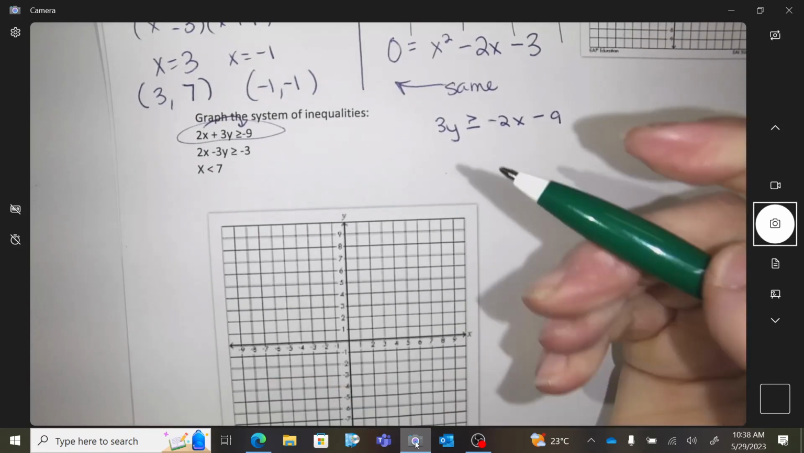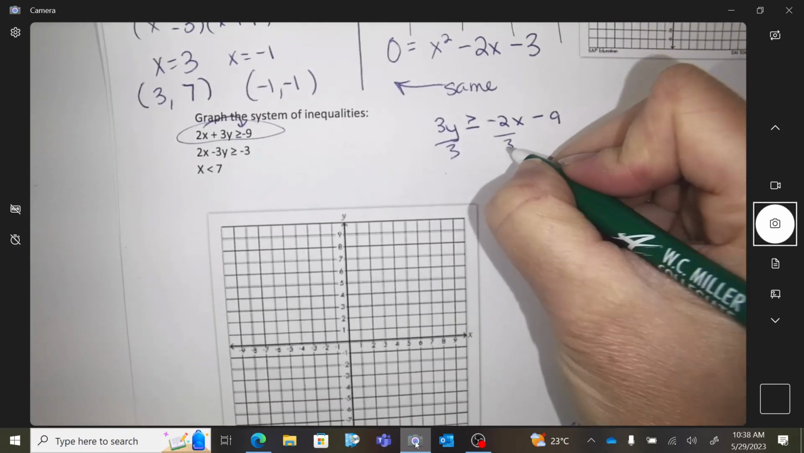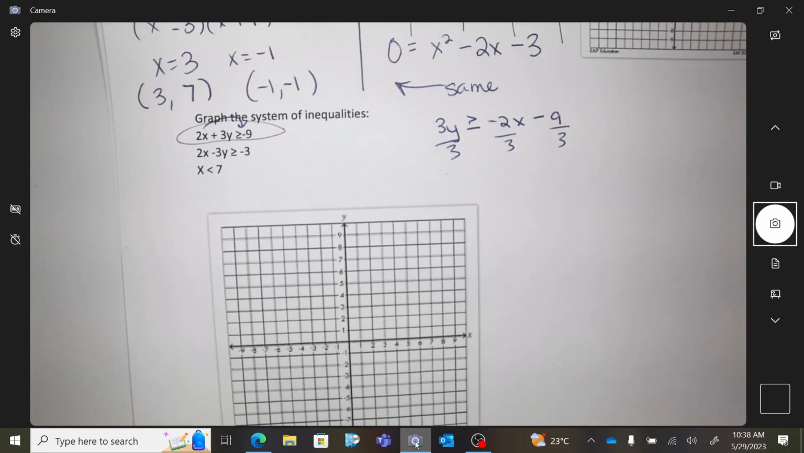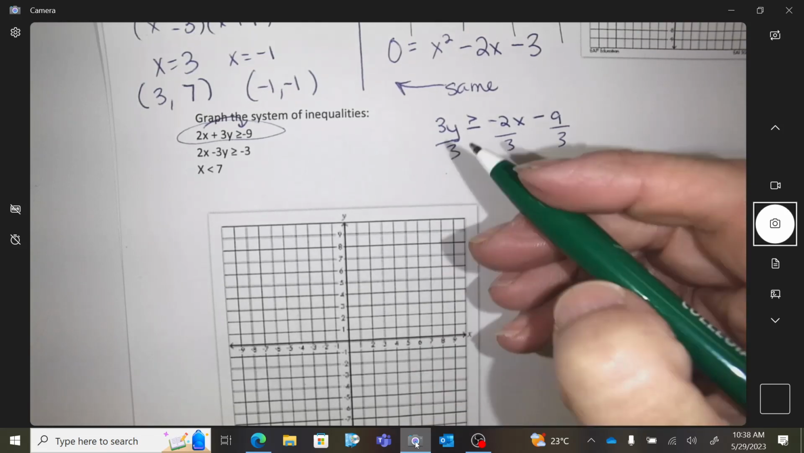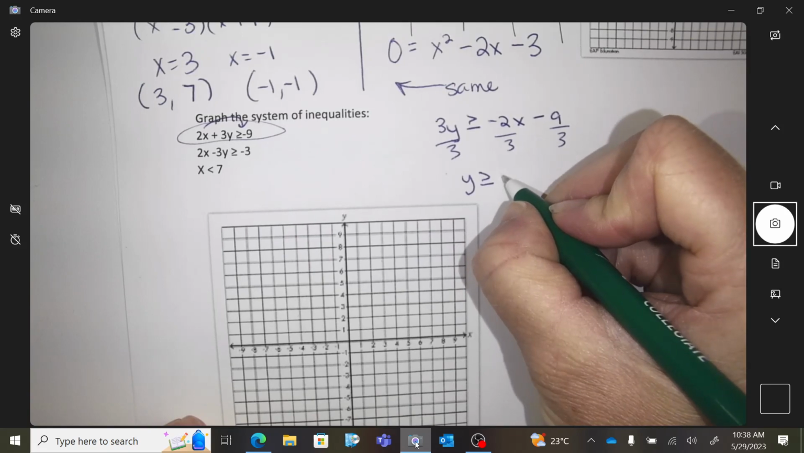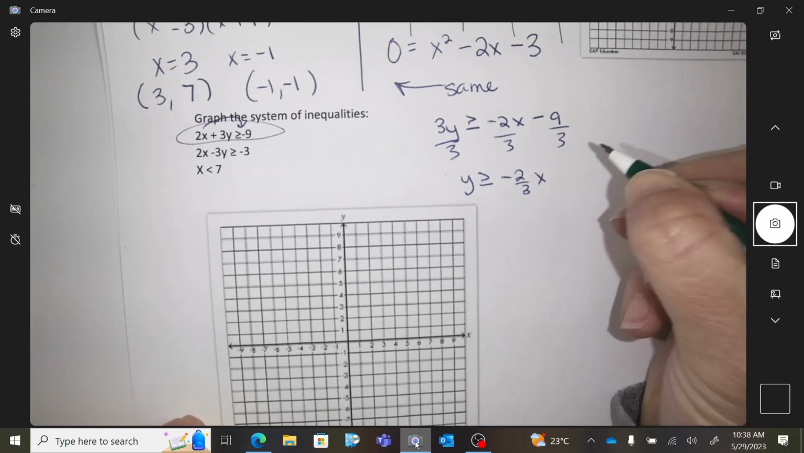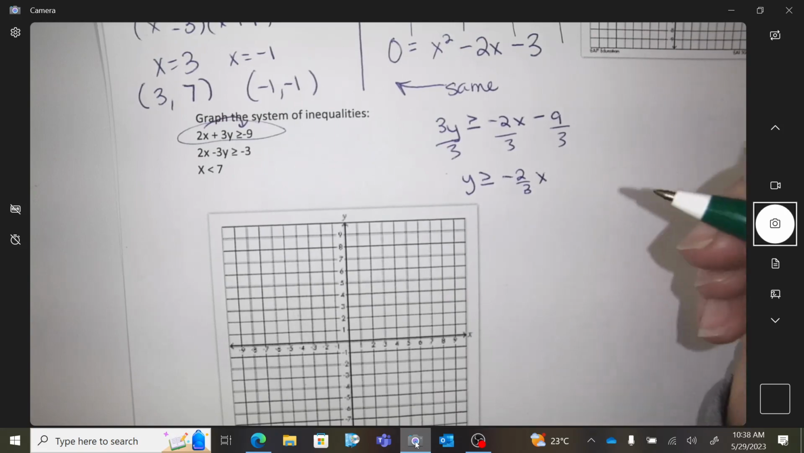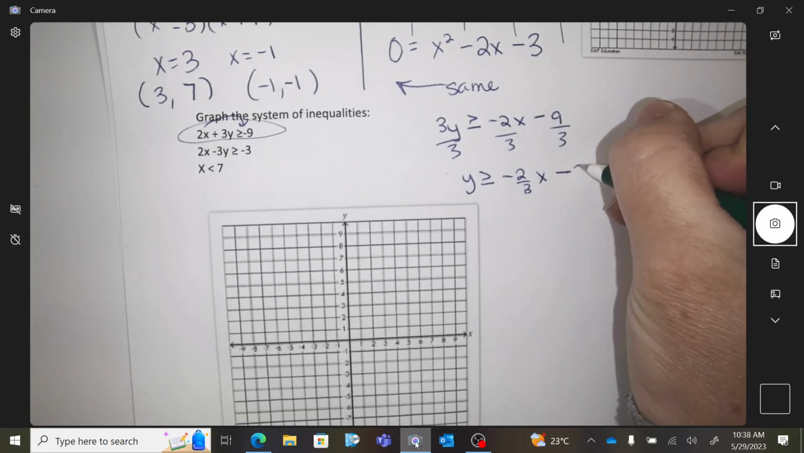Okay. Now I'm going to give candy to all the kids. I'm going to divide by 3, but everything gets it. Y is greater than or equal to negative 2/3 x, just leave, minus 3.